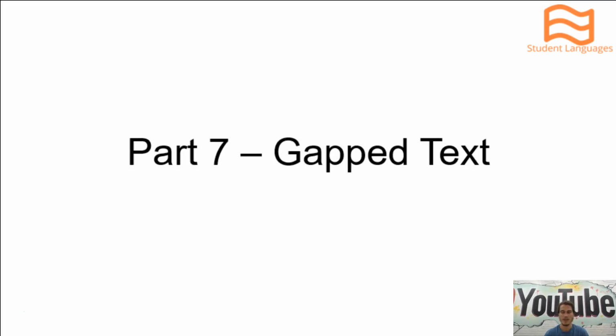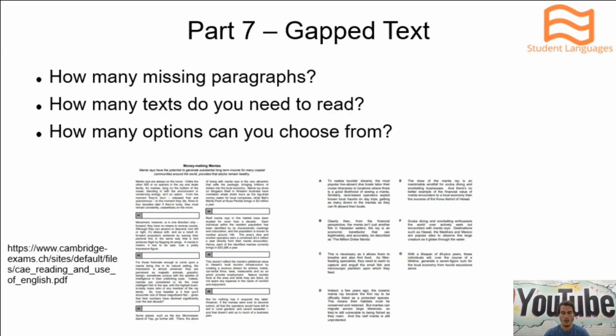So part 7 is called gapped text. And this is what it looks like. You have one long passage and what you need to do is to fill in 6 gaps with some paragraphs. So there are 6 gaps in the passage and you need to fill these in with a whole paragraph.